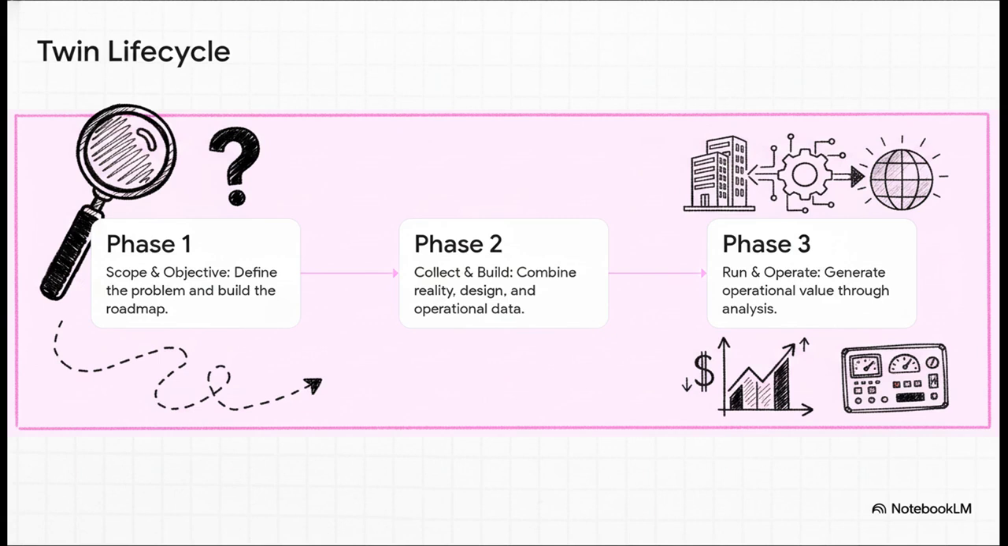And the most practical way to move through those levels is by using this simple 3-phase life cycle. First, you have to scope out the problem you're trying to solve. You have to know your why. Second, you collect all the data you need and build the twin. And finally, you run and operate it to start generating some real value.